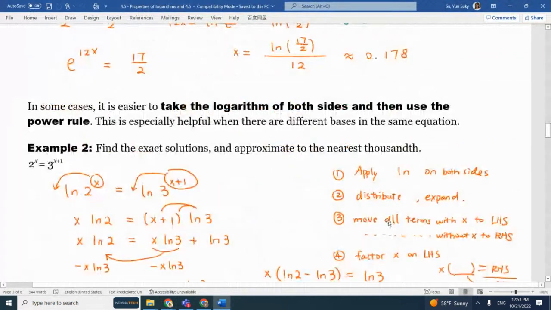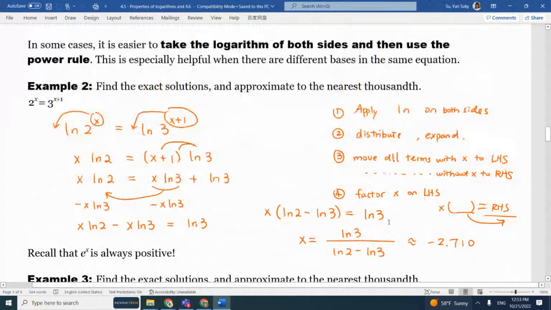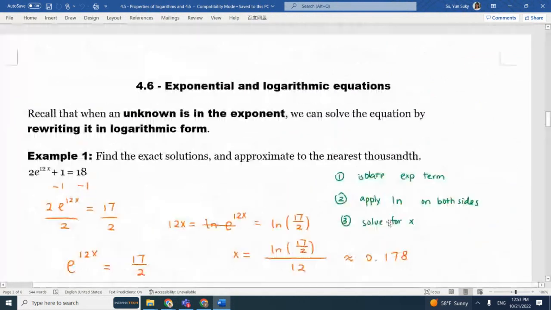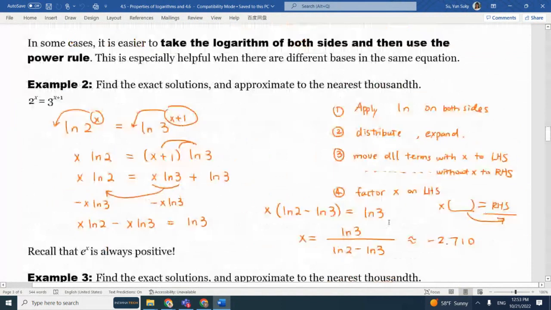Last time we also did example 2. Here we have two exponential terms, whereas in the last example we only had one. It's okay. You can apply the natural log on both sides, and because of the properties of the natural log, we can bring the exponent down in front. Common mistake: don't forget the parentheses. This is very, very important.